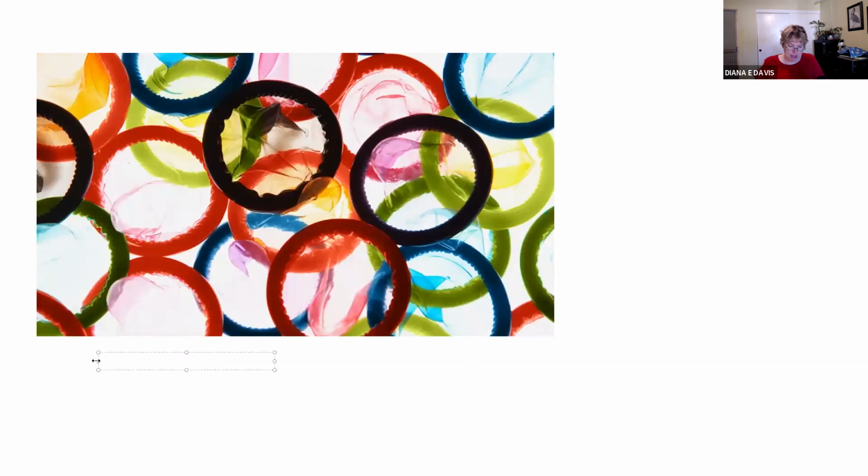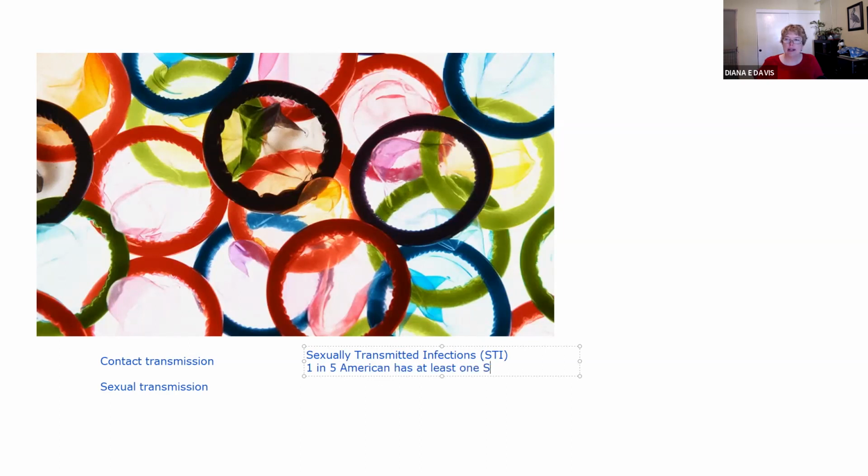The next mode of transmission I want to talk about is contact transmission, which also includes sexual transmission. So when we talk about sexually transmitted infections, or STIs, 1 in 5 Americans has at least one STI. They're very, very common.